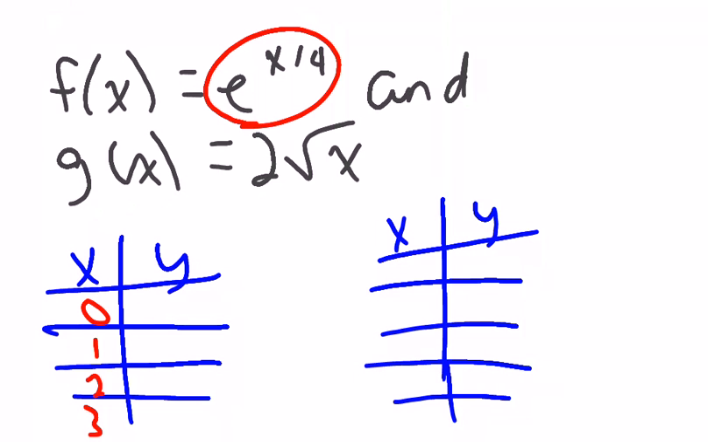For the other one, this one might be a little more strategic because of the square root. So you might pick 0, 1, 4, 9 and plug those in, and then get some numbers out.